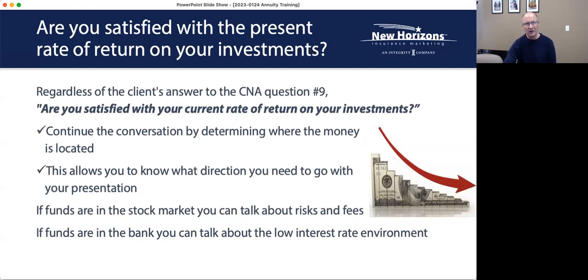Another one here on our CNA is, just asking them, and this is question 9 on our particular CNA, client needs assessment, is just asking them if they're satisfied with their current return on their investments. And again, that kind of goes back to the bank money. Are they happy with that savings account money that's getting 0.5 basis point return? Or would they like to explore maybe something that would give them a little bit better return on that? And when you ask that question, you're going to know right away probably if they're a bank person or if they have money in the market.